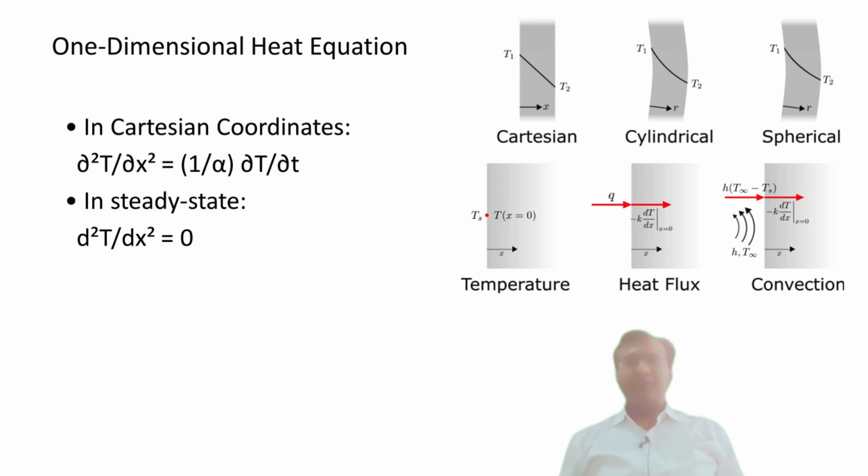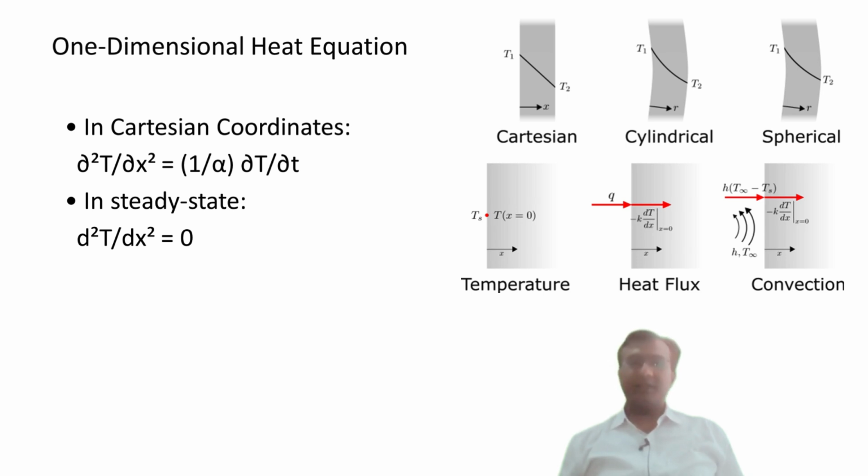The one-dimensional heat equation governs how temperature changes in a material during conduction. In Cartesian coordinates, the general form is given by the partial differential equation: ∂²T/∂x² = (1/α) ∂T/∂t. So here T is the temperature, x is the position, and small t is time, and alpha is the thermal diffusivity. This equation accounts for transient, that is time-dependent, heat transfer.